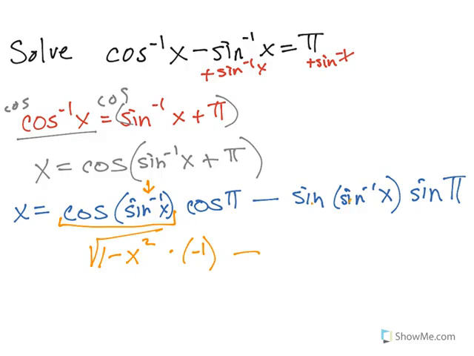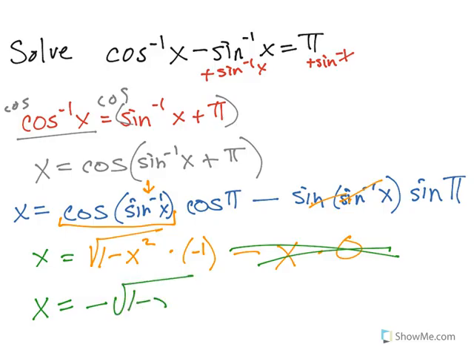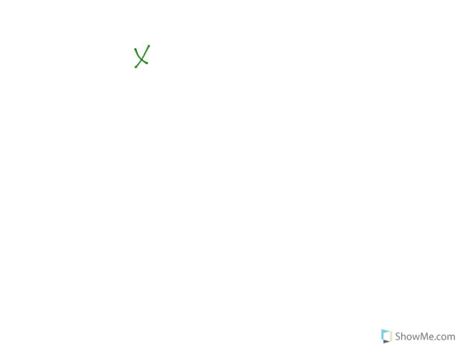When I have the sine of the inverse sine of x, that leaves me with just x. And the sine of pi, what is the sine of pi? That's 0. Did life just get easier? Yes, it did. Because what's 0 times x? 0. And I am left with x equals negative the square root of 1 minus x squared. Okay, so far, so good. I'm going to go to a new page so that we have more room.